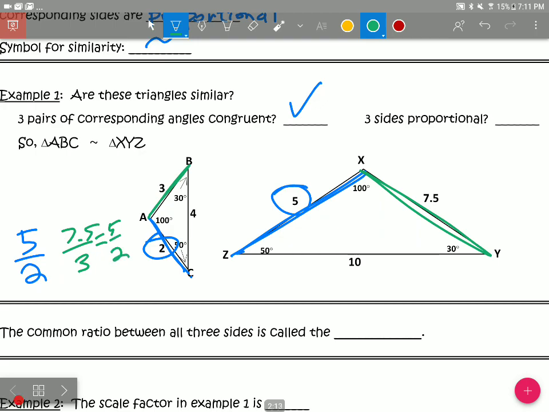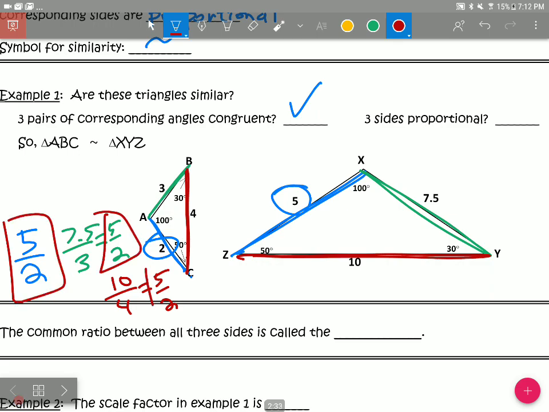And this last one, from the 30 to the 50. Let's do that in a different color. From the 30 to the 50, B to C, and from the 30 to the 50. That's 10 divided by 4. That also reduces down to 5 halves. So all of them have the exact same proportion. So yes, ABC is similar to XYZ.